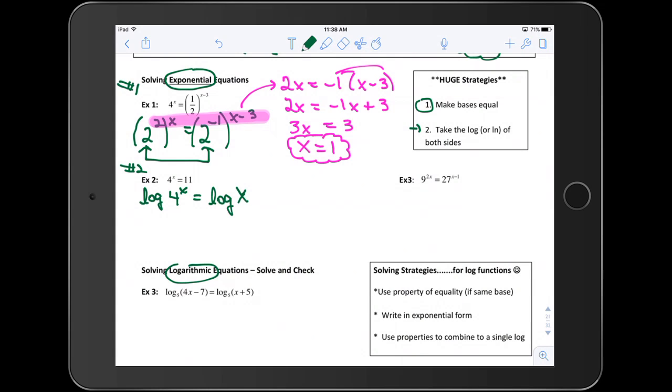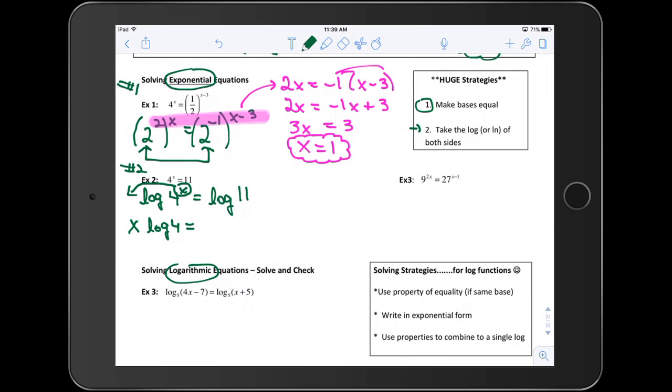Now we know by our power properties, or excuse me, I keep saying power properties, logarithmic properties, that we can take this exponent and bring it down front. So you have x log 4 equals, oh, you know what? I just realized, and you're probably all going, she put x instead of 11. Sorry, you guys, let me rewrite that. So this should have been 11 right there. So log 4 to the x equals log of 11. I literally just took the log of both sides of the equation.